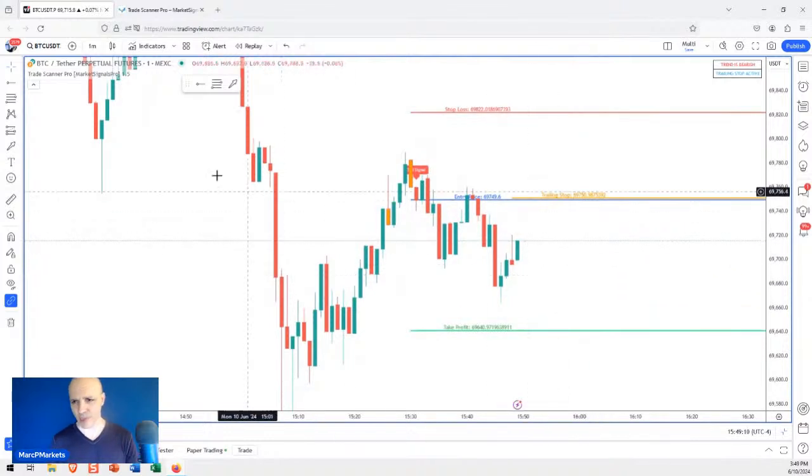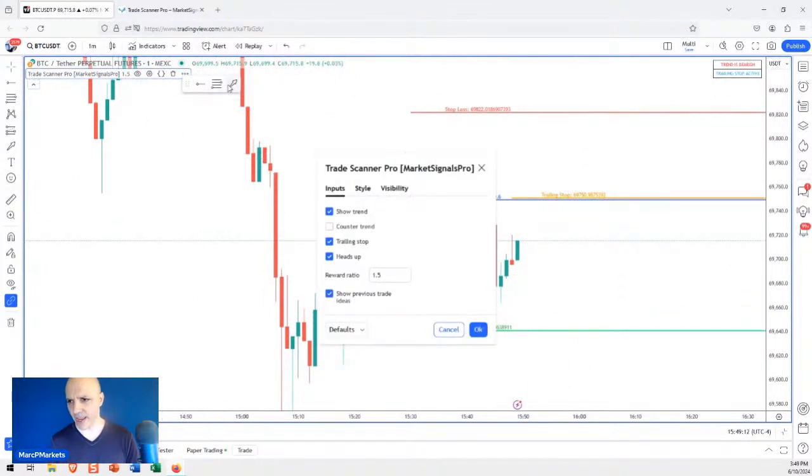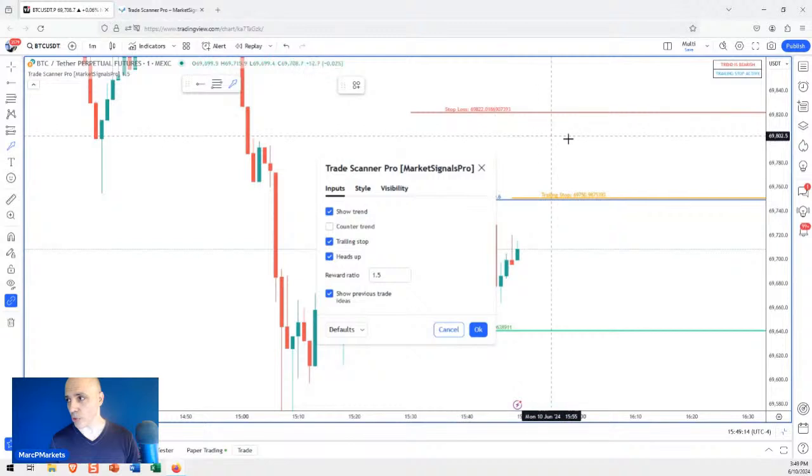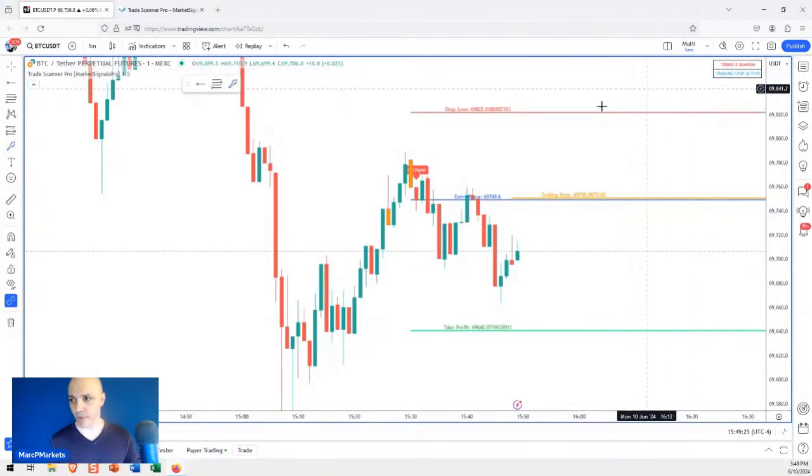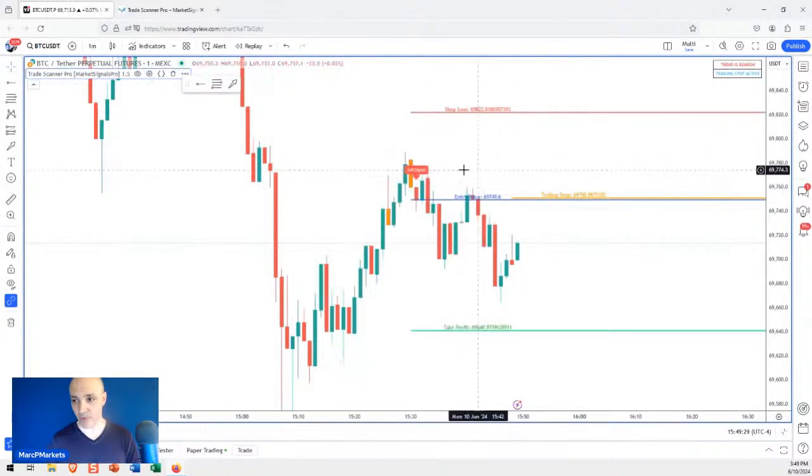So that's pretty much how the settings work. Oh, yeah. And there's one more setting here, and that is show trend. Show trend turns this on and off. So if you don't want this little rectangle up here, you can turn that off with show trend. All right, so that's the settings panel. You're going to be using that a lot, so get used to that.